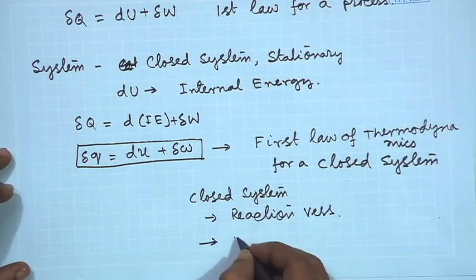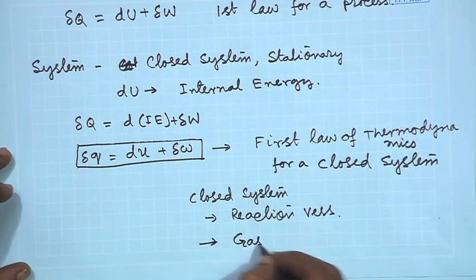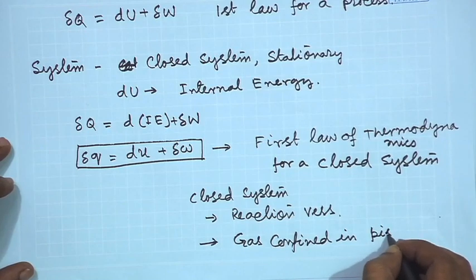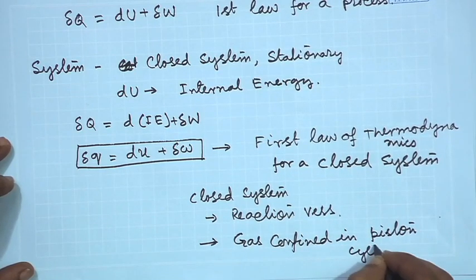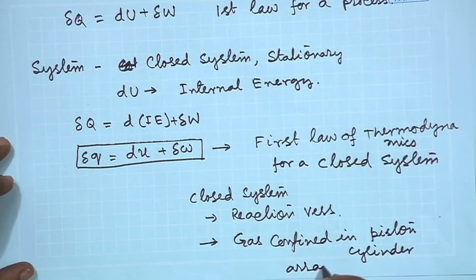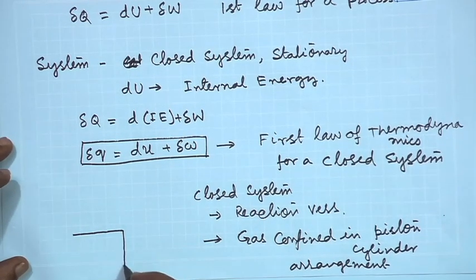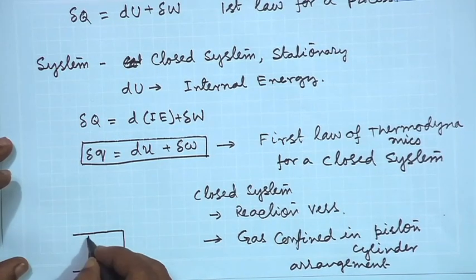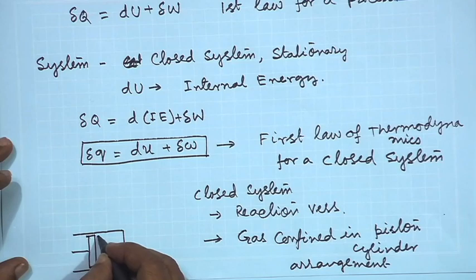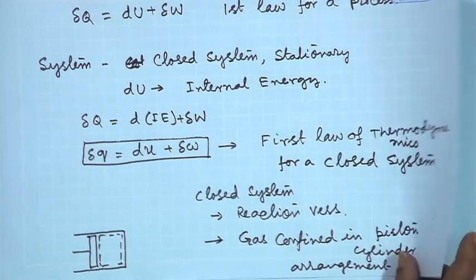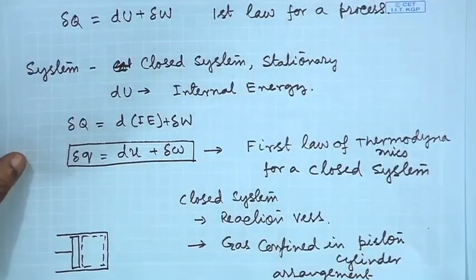Then we can have that gas confined in a piston cylinder arrangement, which is nothing but the idealization of one internal combustion engine or some sort of air compressor. So, this is also a closed system. For this kind of system, I have written the first law of thermodynamics, and I hope most of you know this particular form, and it is only a recapitulation which will be important.